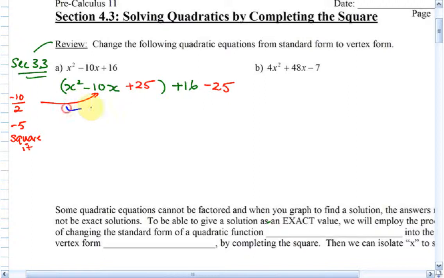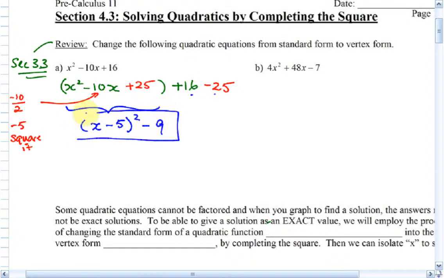And then once again, to simplify this, you're going to have to factor, but it always becomes x. Help me out. What's the number? x minus 5. Good. All squared. And then 16 minus 25 is? Minus 9. Done.